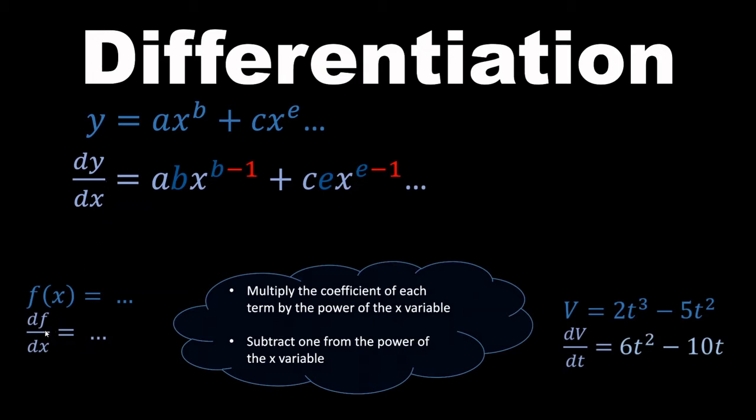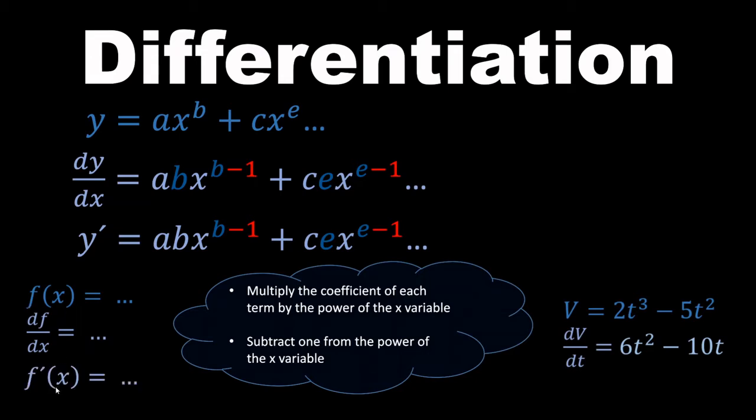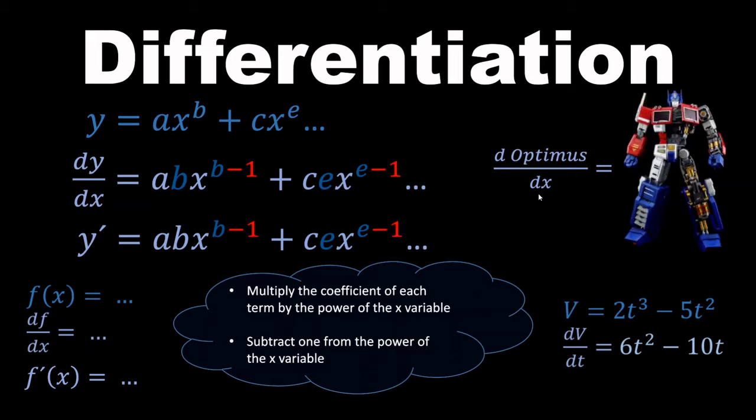So generally, when we talk about differentiation, we talk about dy dx, but it could also be of the form df dx, or dv dt, or d of any variable over d of another variable. We could also use the notation that the differentiation of the equation for y is y prime. That's y with a little line up here. Or the differentiation of the f function is f prime of x. Or, for any Transformers fans out there, we could say that the transformation of Optimus in terms of x. I am Optimus Prime.